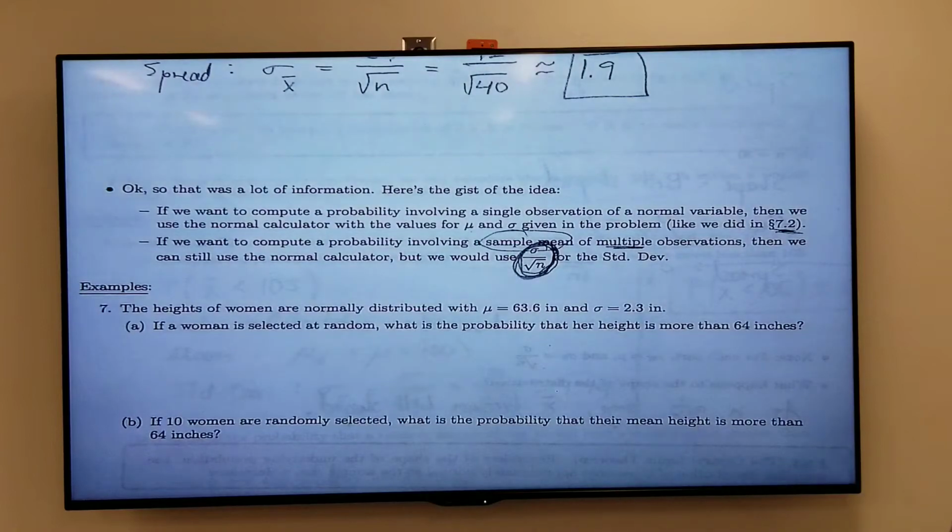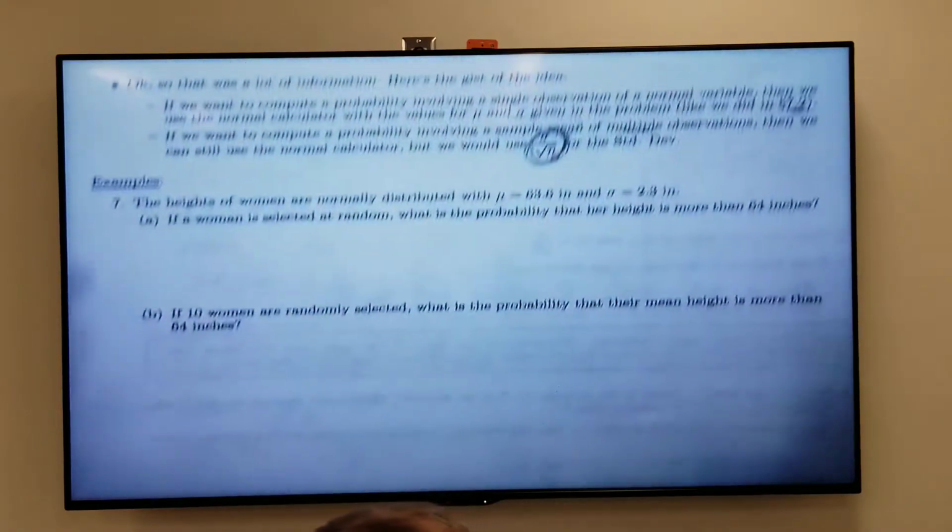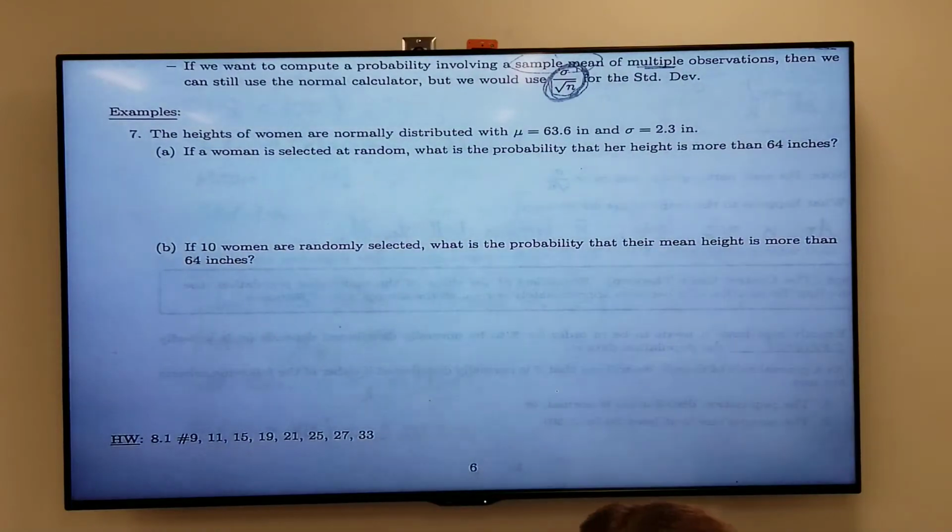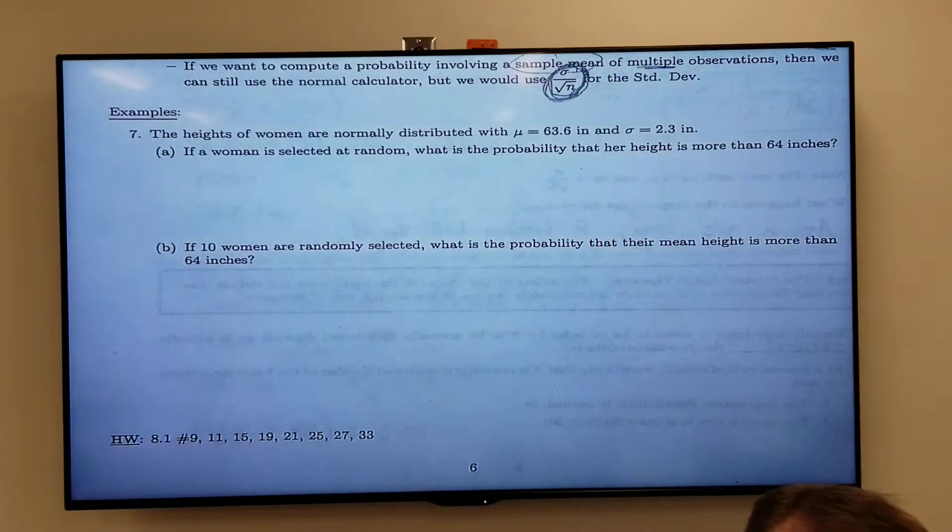Let me give you an example of this. Number 7 says, the heights of women are normally distributed with mu equals 63.6 inches and sigma equals 2.3 inches. If a woman is selected at random, what is the probability that her height is more than 64 inches?